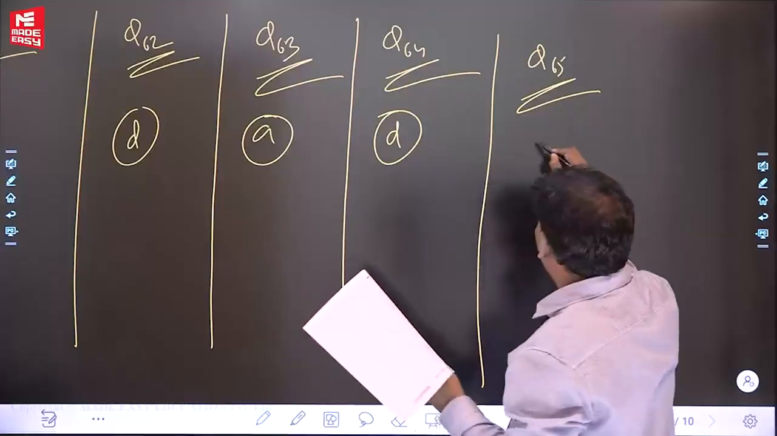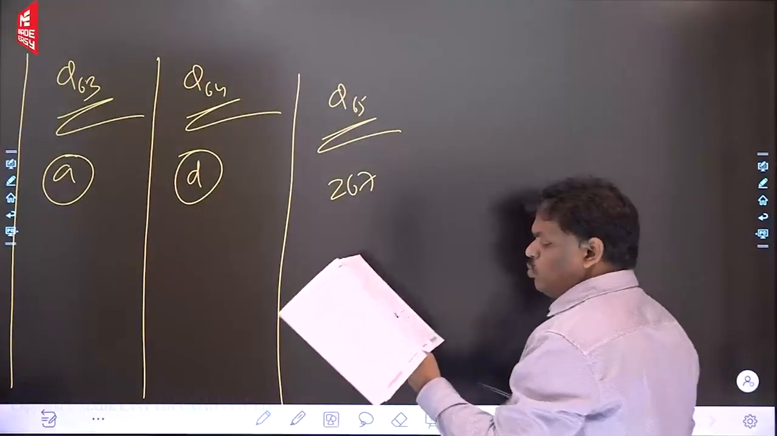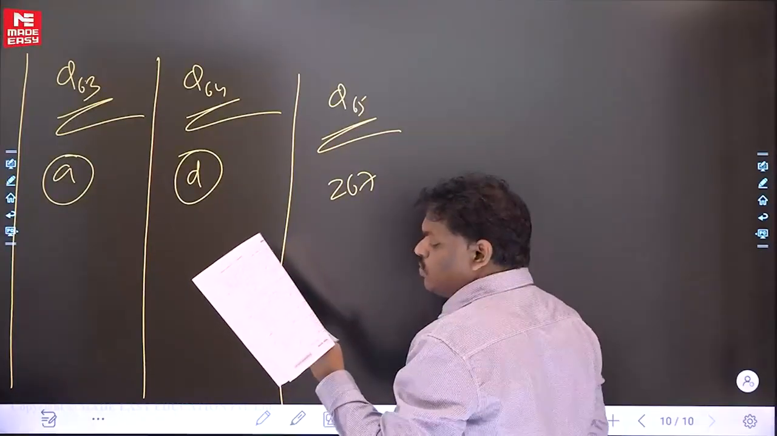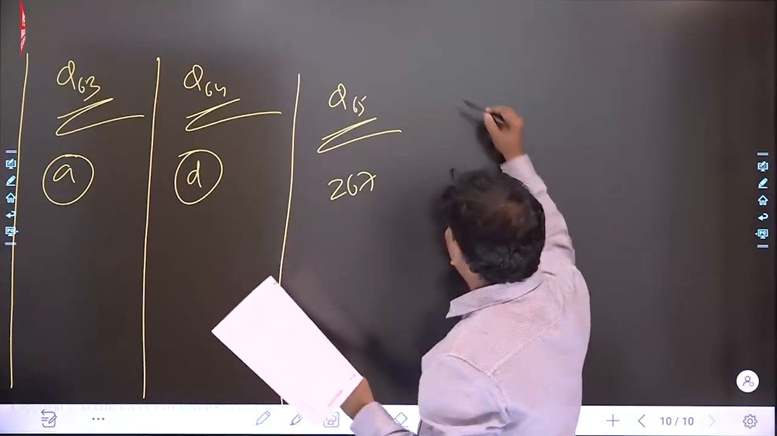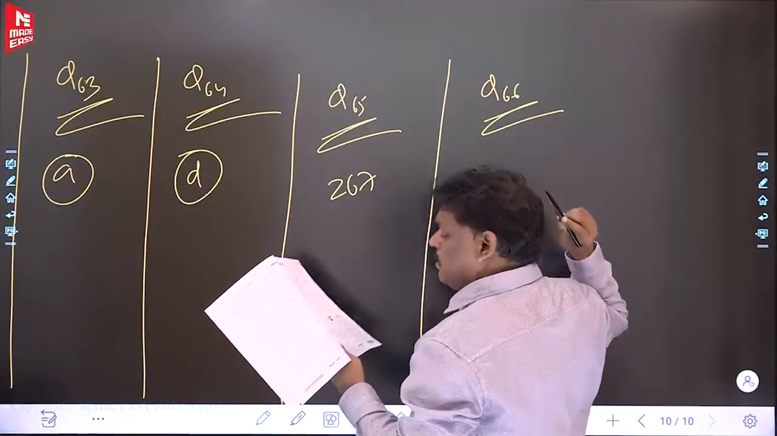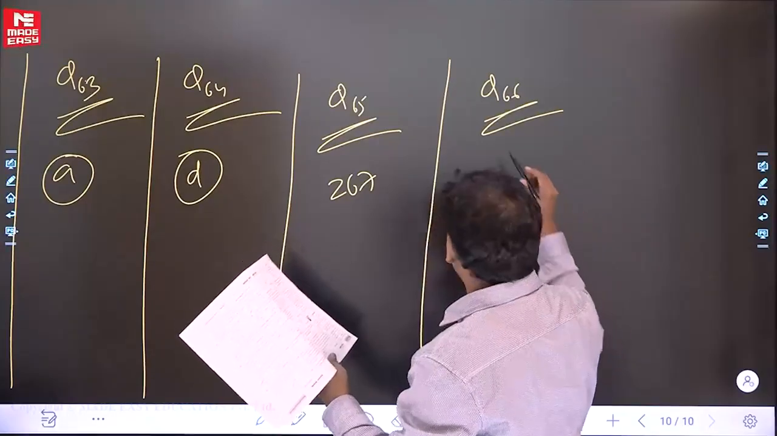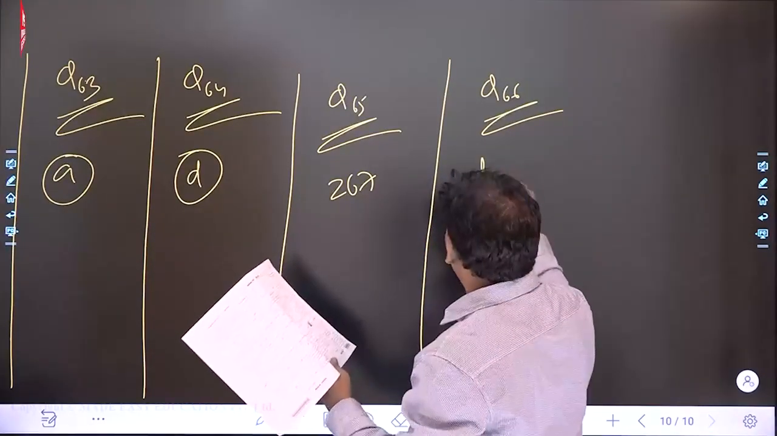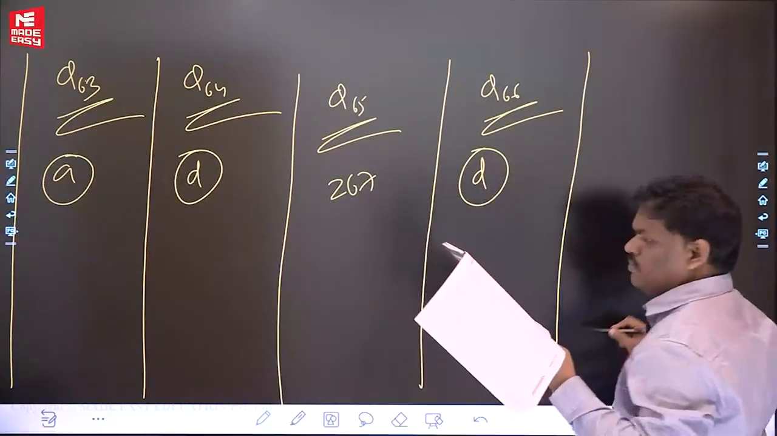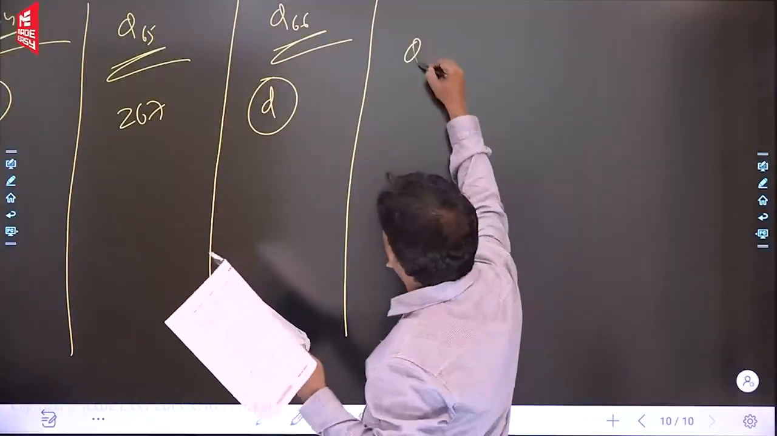Question number 65, 267. It is normal only. Take the 2 minimum, 2 minimum, 2 minimum. You know the merge algorithm also, where you have to take 2 minimums. Go to question number 66. He is asking about linear search average case. What is the answer? D. This is there in your notes also. Go to question number 67.